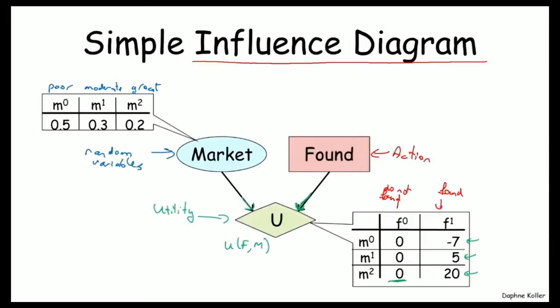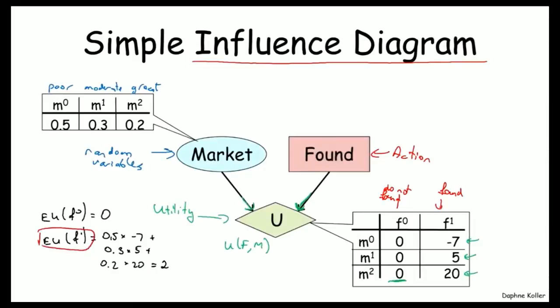Okay? So now we can go ahead and compute expected utility for the two action choices. So in this case, the expected utility of F0 is 0. And the expected utility of F1 is going to be equal to 0.5 times -7 plus 0.3 times 5 plus 0.2 times 20, which, if you add it all up, is equal to 2. So obviously, in this case, the optimal action is to found the company.